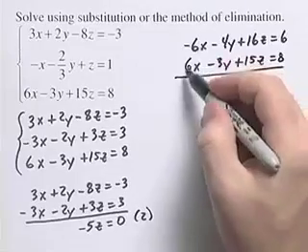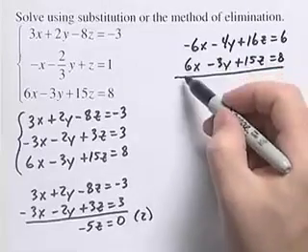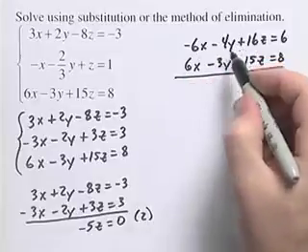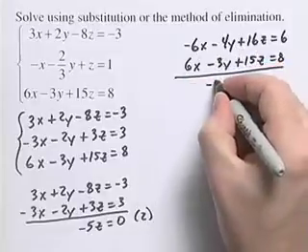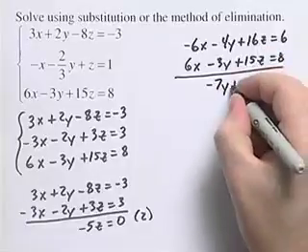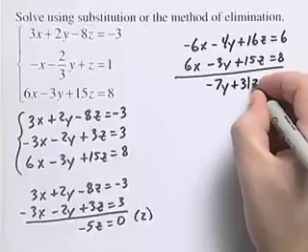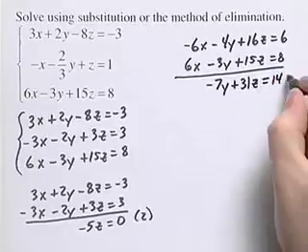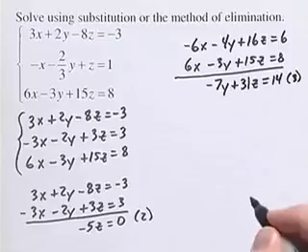Since our coefficients are the same except for the sign, we're going to add these together. Negative 6x plus 6x is 0. Negative 4y plus negative 3y is negative 7y. 16z plus 15z is plus 31z. And then 6 plus 8 is 14. This would become our new equation 3.